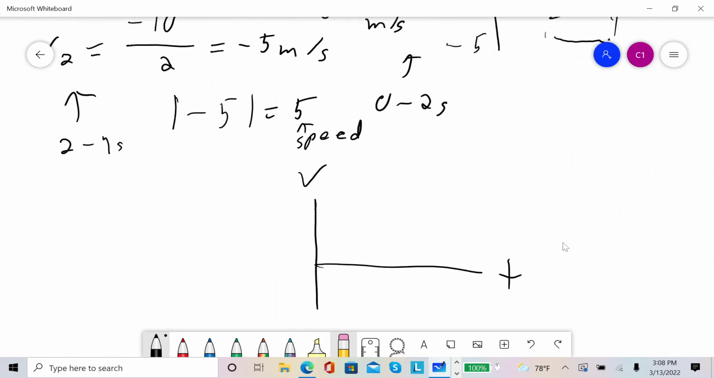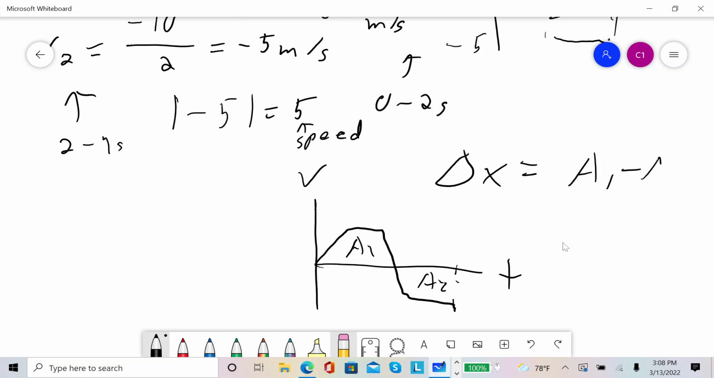Let's say velocity-time looks like this. Now, your displacement would be, let's just call this A1 and A2, so the area under the curve. Displacement, which I'll denote as delta x again, is A1 minus A2, right? Because area is always going to be positive, but it's minus because this is under the x-axis. However, distance would be A1 plus A2.